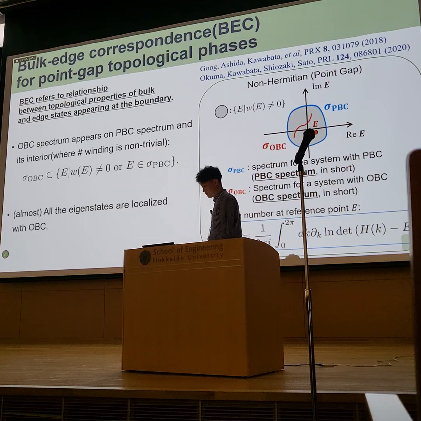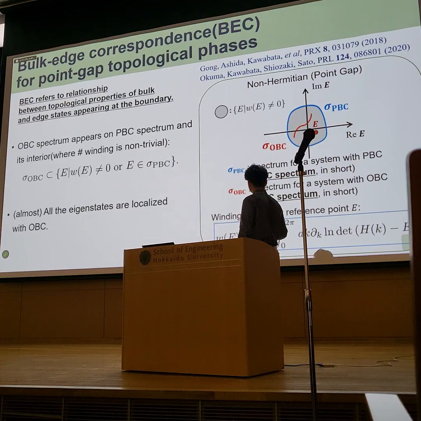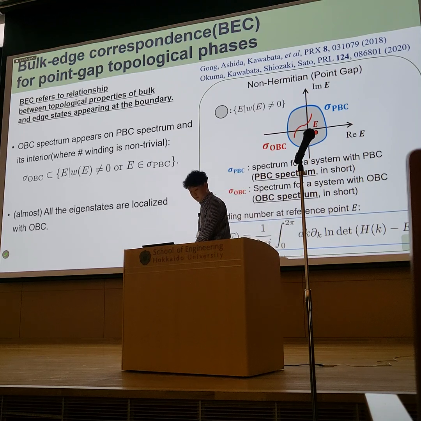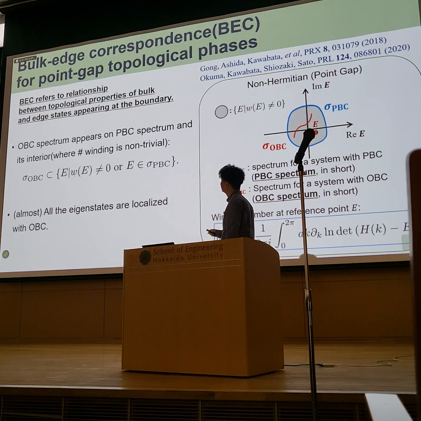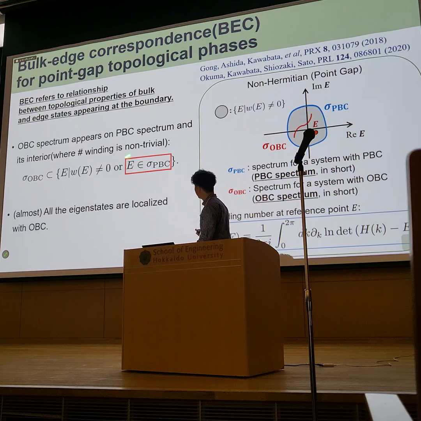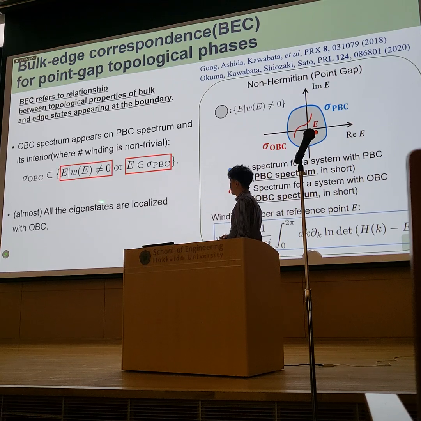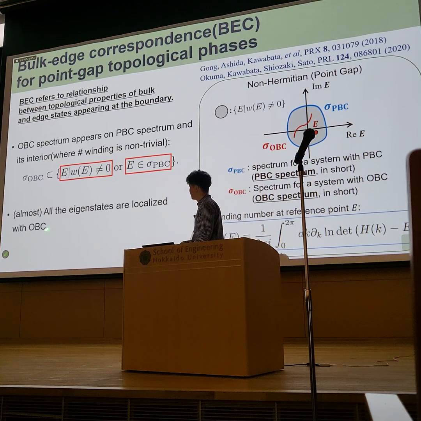And if we impose the open boundary condition, the OBC spectrum, namely the spectrum for the corresponding system with open boundary condition, appears in the gray area as shown in the red curve. So, localized correspondence for point-gap topological basis requires that the OBC spectrum appear on the PBC spectrum and its interior. It is also required that all the eigenstates be localized at the edge of the system under the open boundary condition.